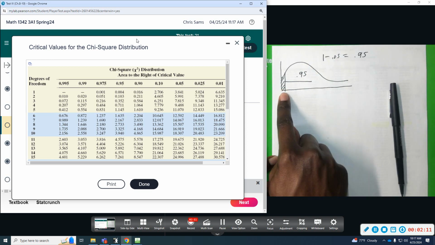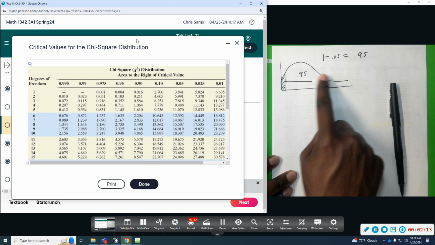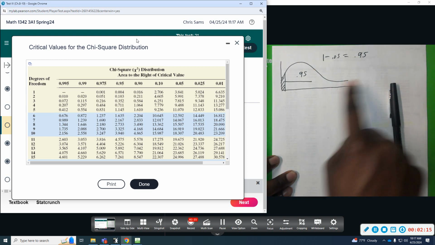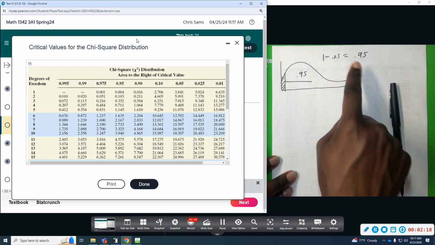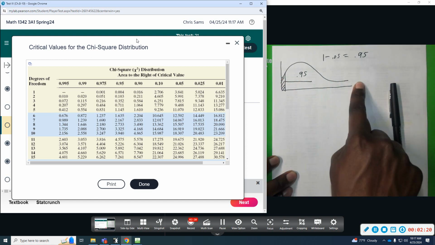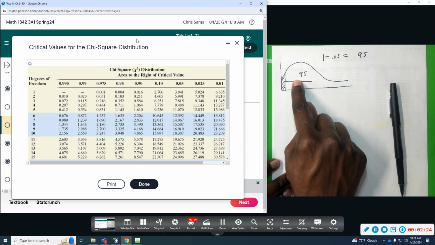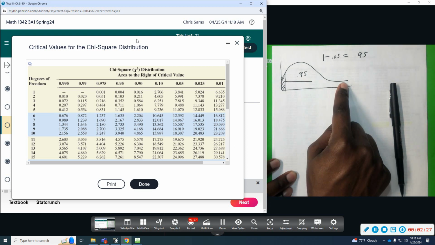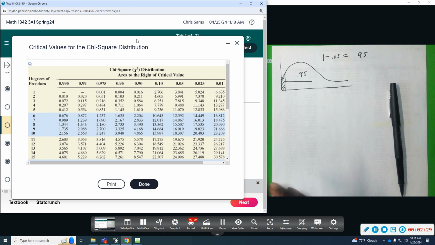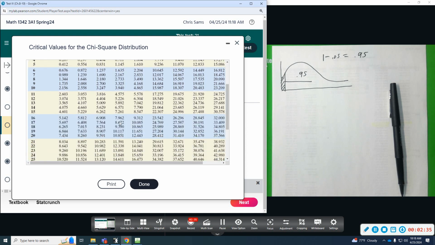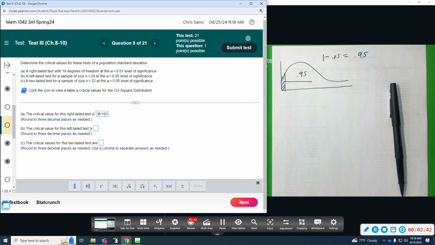So I'm looking for 0.95 because again, this table only tells me the area to the right. So if 5 is to the left, that means 95 is to the right. So you've got to do 1 minus. That means I'm looking for the critical value that gives me 95 area to the right and 23 degrees of freedom. So 0.95, this column, 23 degrees, 13.091.